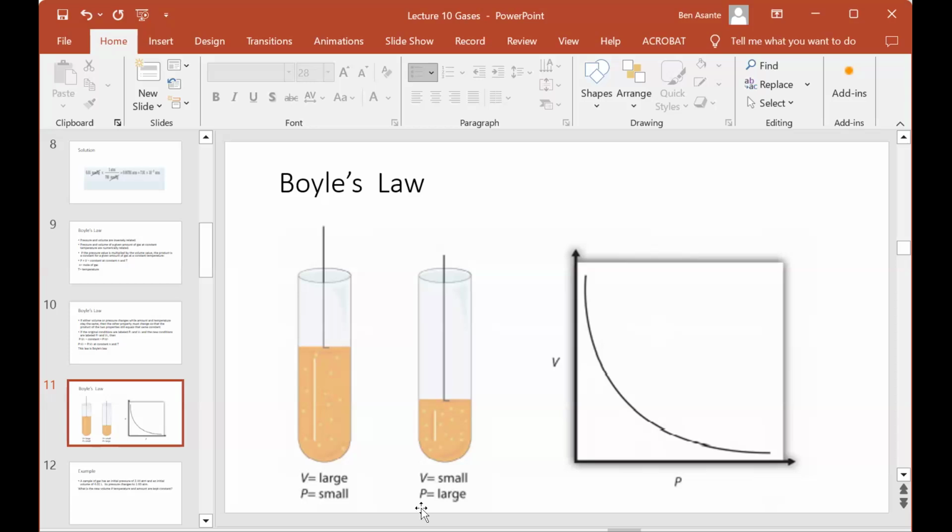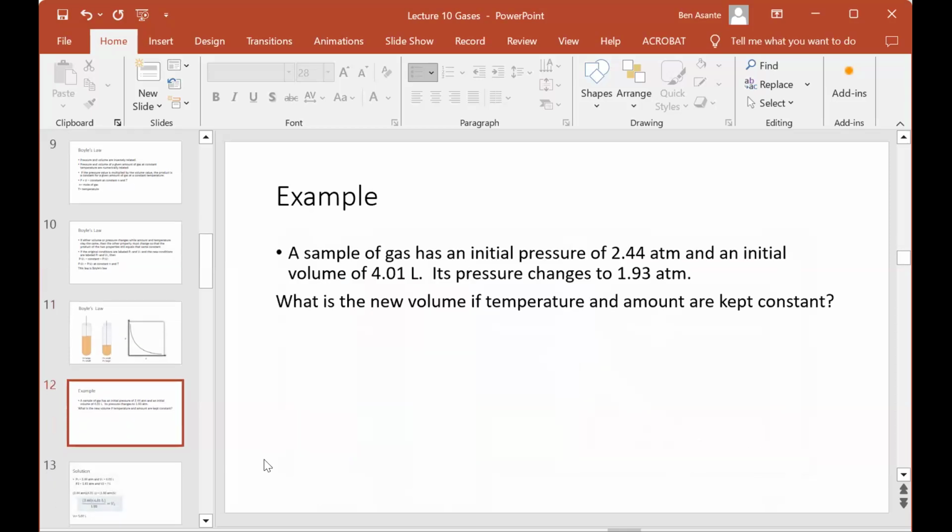Here V is small, P is large. All right, so they are inversely proportional. Inversely proportional. Okay, so using that, we can do an example.